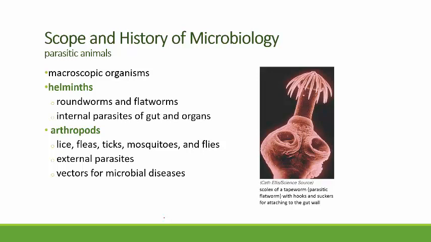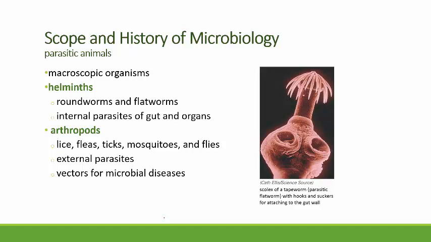The first are the helminths, and helminth is just an old-timey word for worm. There are two groups that tend to be most common as parasites in humans, the roundworms and the flatworms. They are internal parasites of the gut or of body organs. Flatworms tend to be in the liver or the lung. We describe some as liver flukes, others as lung flukes. And roundworm parasites tend to be in the digestive system, or they may encyst in the muscle.